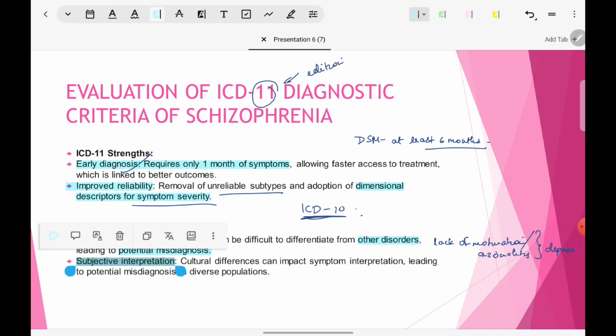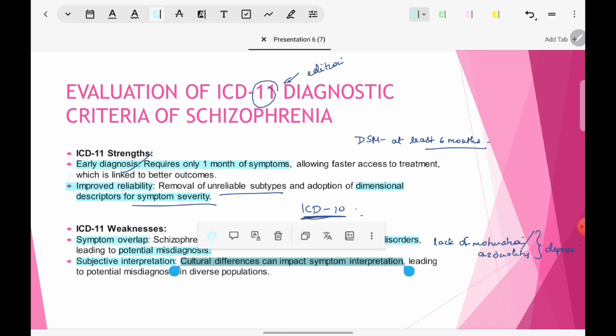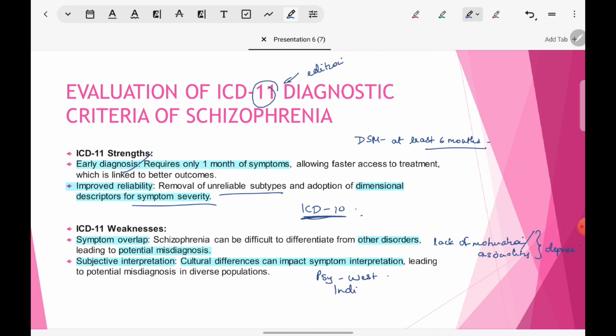Another problem is there is possibility of subjective interpretation. Cultural differences can impact how symptoms are seen. Let's say a psychologist is coming from the West. They have a Western orientation and they are dealing with patients from an Asian country, say from India. In India, out of religious beliefs, many people can claim that they can hear their ancestors speaking to them, or they can see their ancestors giving them blessings or warning them against some problems and so forth. This is a religious belief, and that's why it's very common in India.